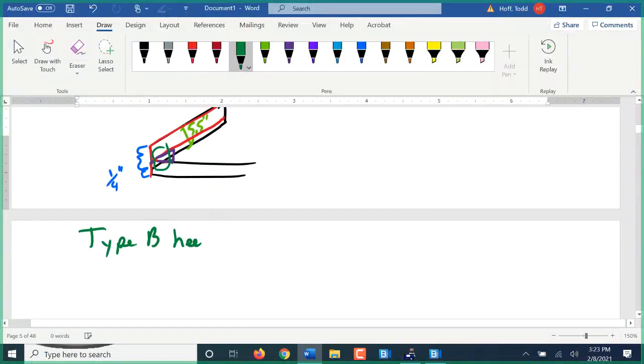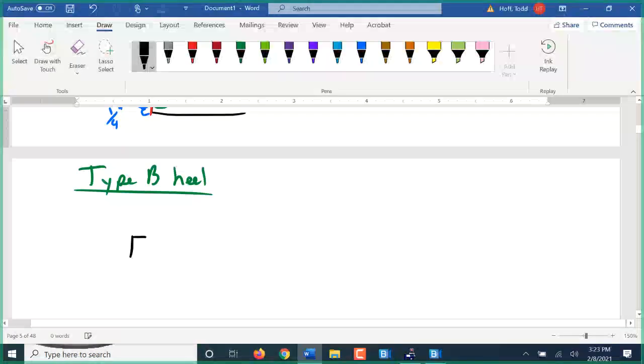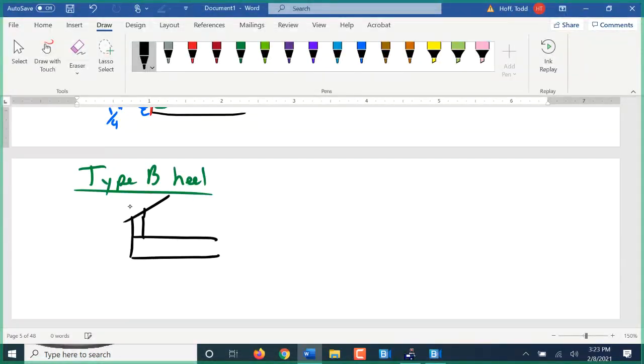Type B heel is not based off of any particular top chord. It's anything larger than what the 2x6 heel, or the type A heel, would be, up to 12 inches. Those are typically framed like this. You have a vertical web there, and then the top chord sitting on it. If this is less than or equal to 12 inches, it's type B. Greater than 12 inches, it's type C.